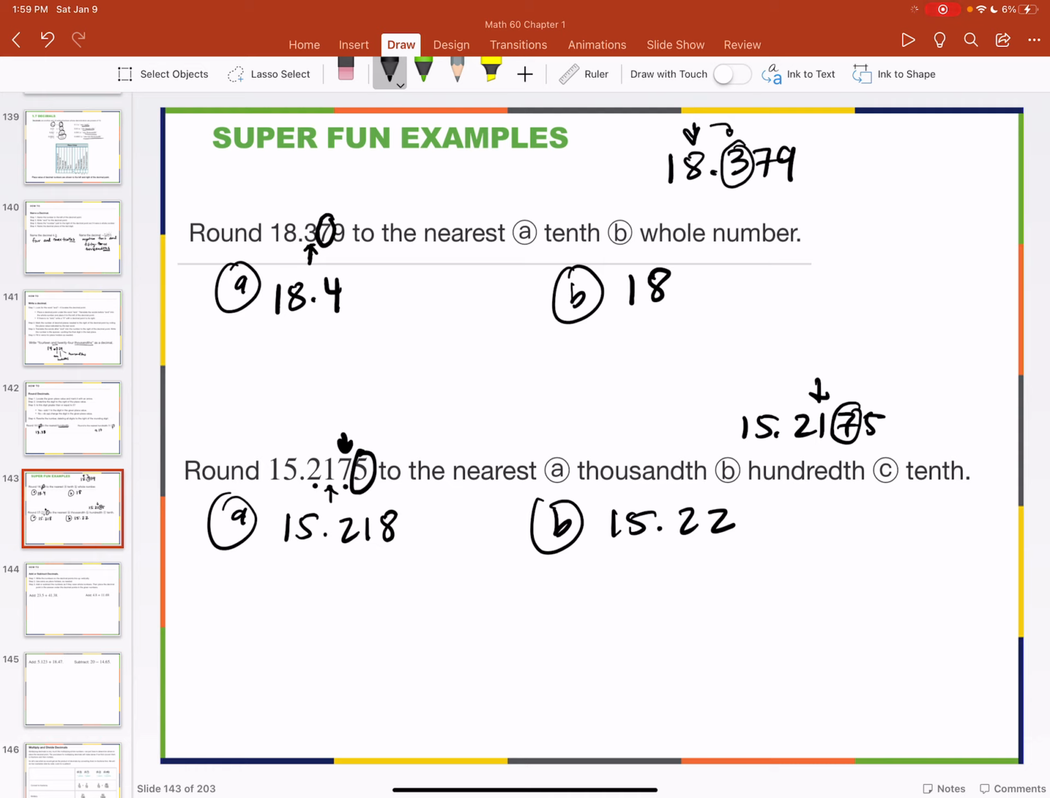And then the nearest tenth. So for C, let me just write it again so that you can see the nearest tenth. This is the tenths place. I look at the one immediately to the right. It's less than 5, so I'm going to stay the same. So that's 15 and 2/10.